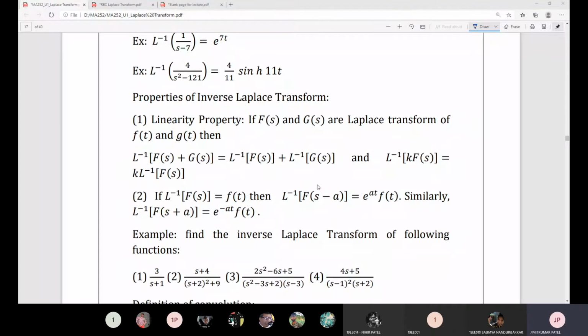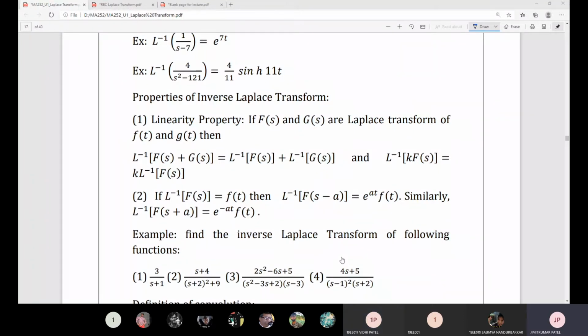Okay, now we start our session. What we discussed in the last lecture? Anybody? What we already learned in the last lecture? Yes, Vidhi, your voice is not audible. Properties of inverse Laplace transform. Yes, we started with the inverse Laplace transform.